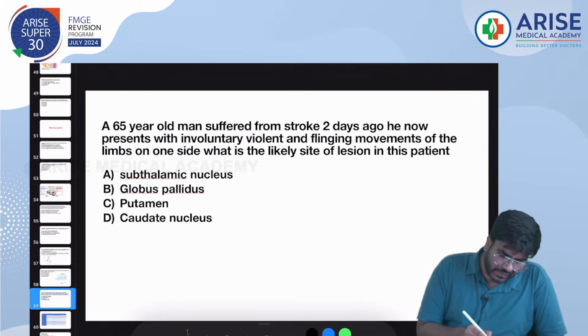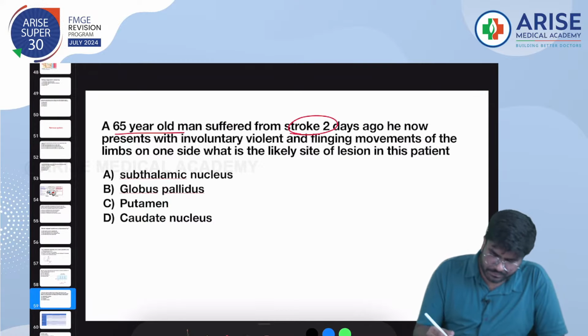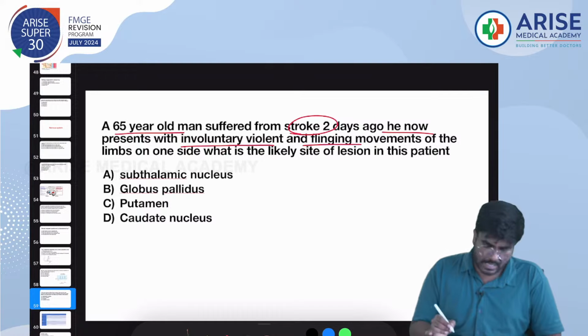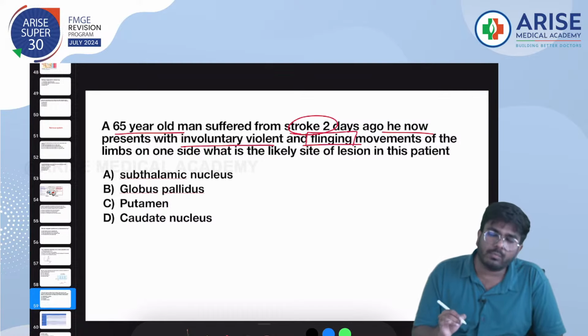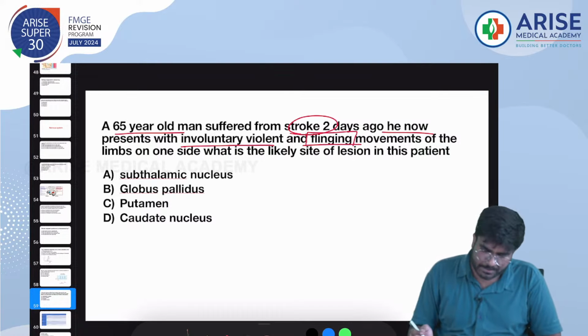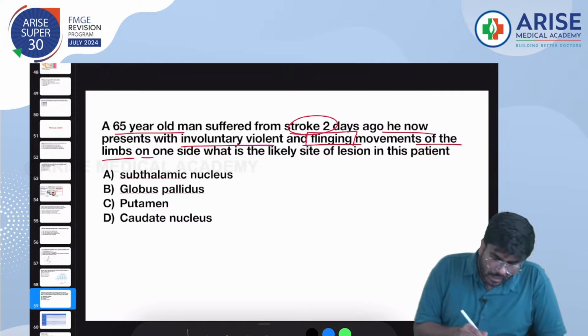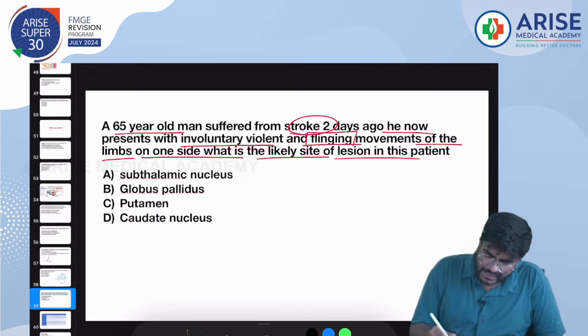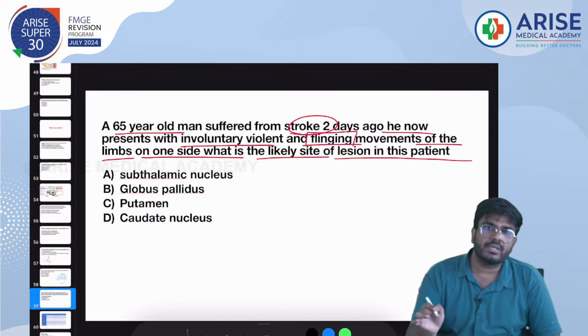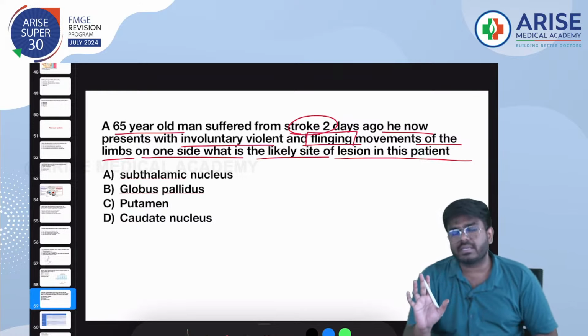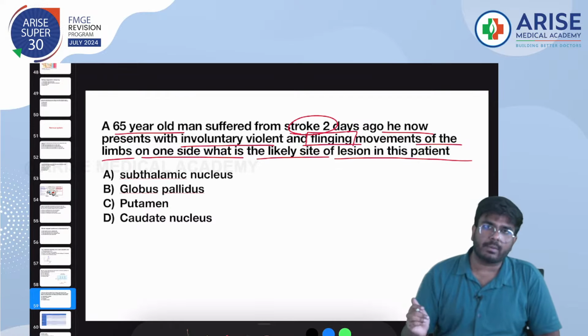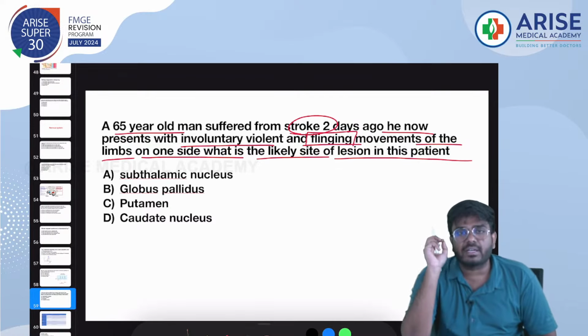Next, a 65-year-old man suffered from stroke. He now presents with involuntary violent flinging movements. The moment you hear the words flinging movements, abnormal flinging movements of the limbs on one side, what is the most likely site of the lesion? In this patient, I can say a structure of the basal ganglia is affected. That's why he is having involuntary movements. Which structure is affected?